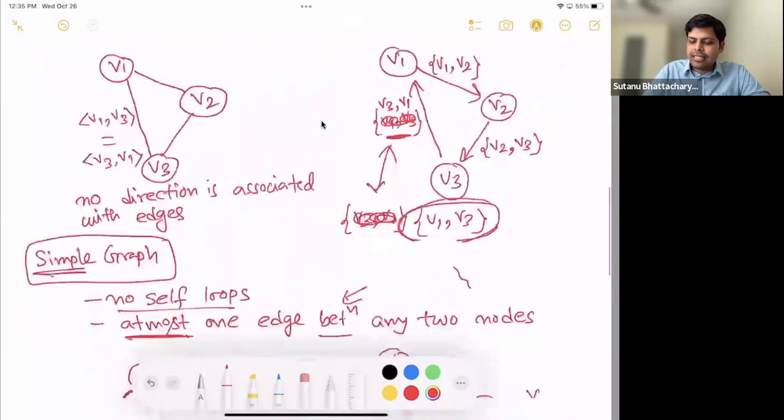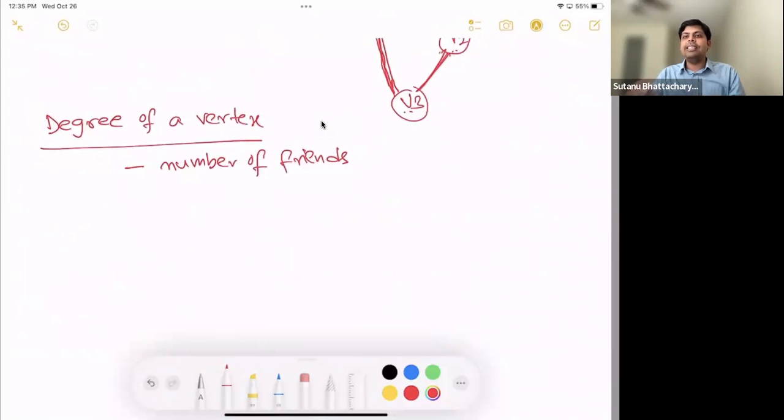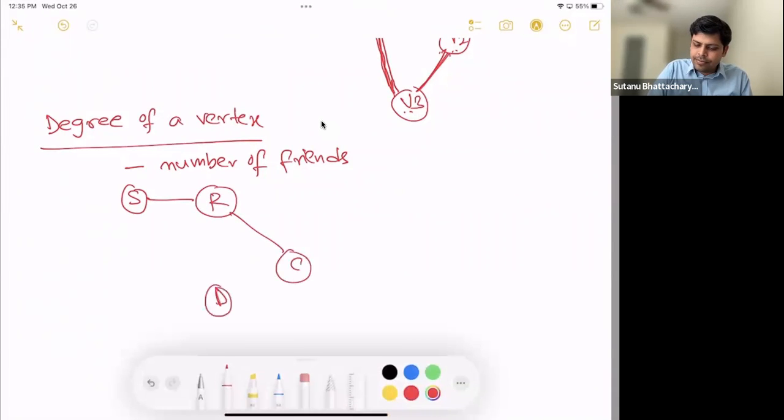So degree is nothing but, for this example, the number of friends, but it is very important. In case of an undirected graph, let's take one example with R, S, C, D. The degree of S would be 2, because 2 edges are incident on S. The degree of R would be 3 because 3 edges are incident on R. That means R has 3 friends. The degree of C is 2. The degree of D is 3.